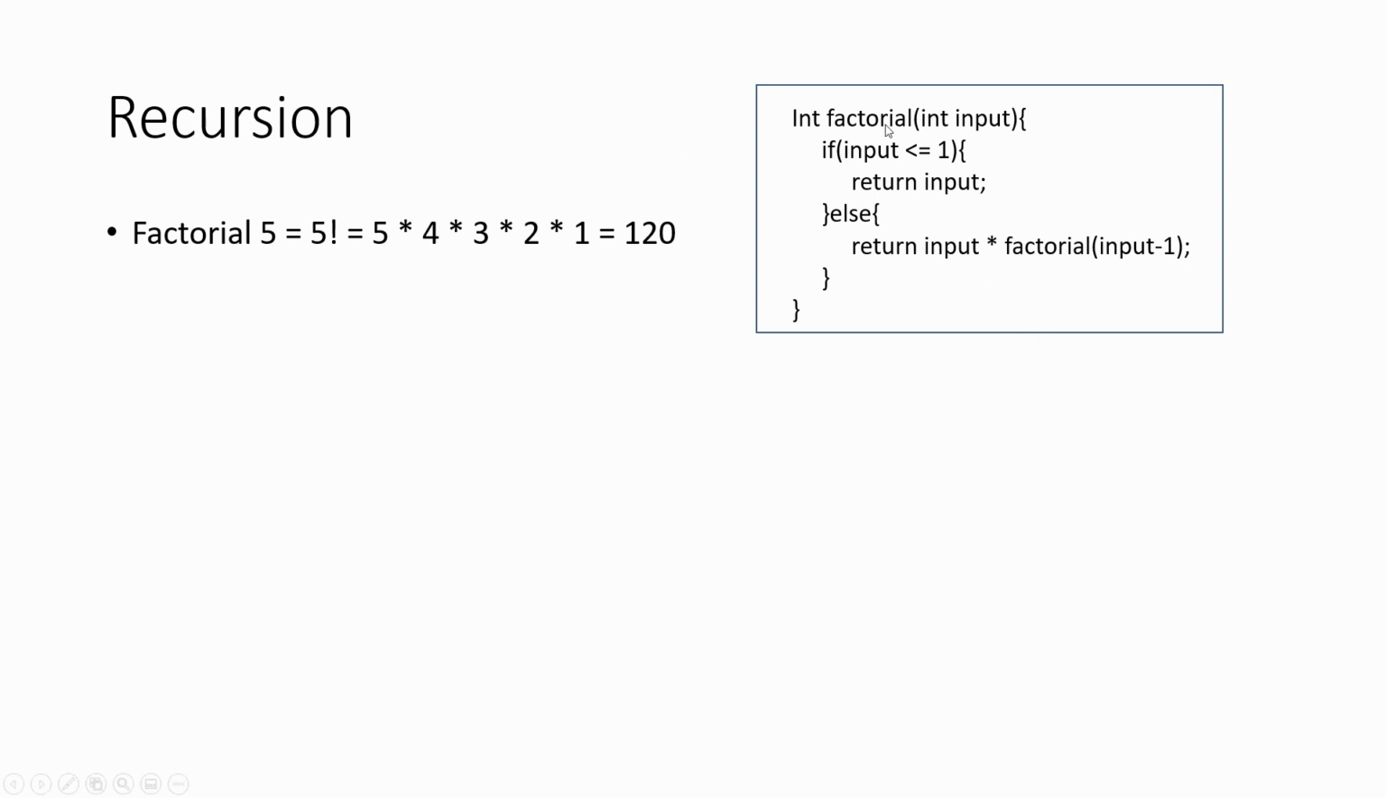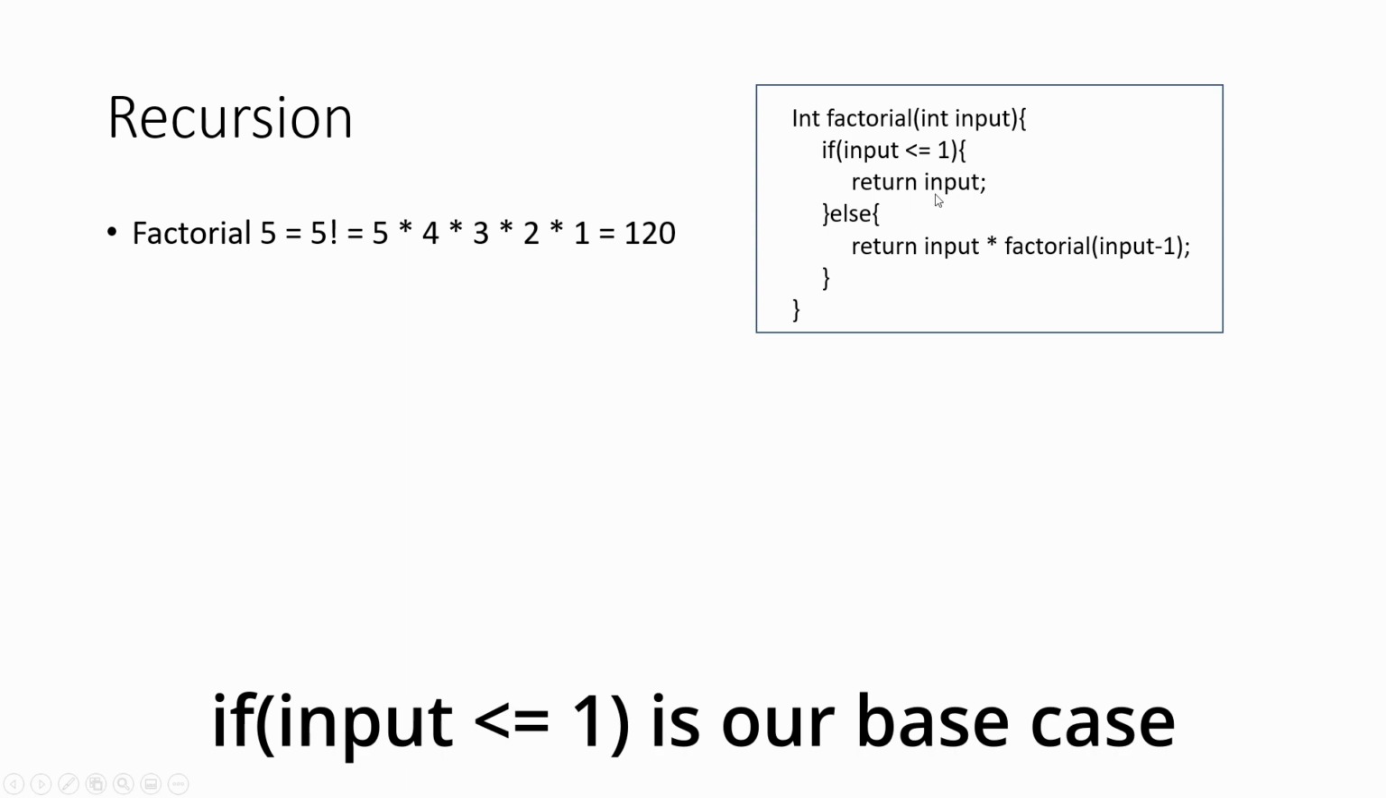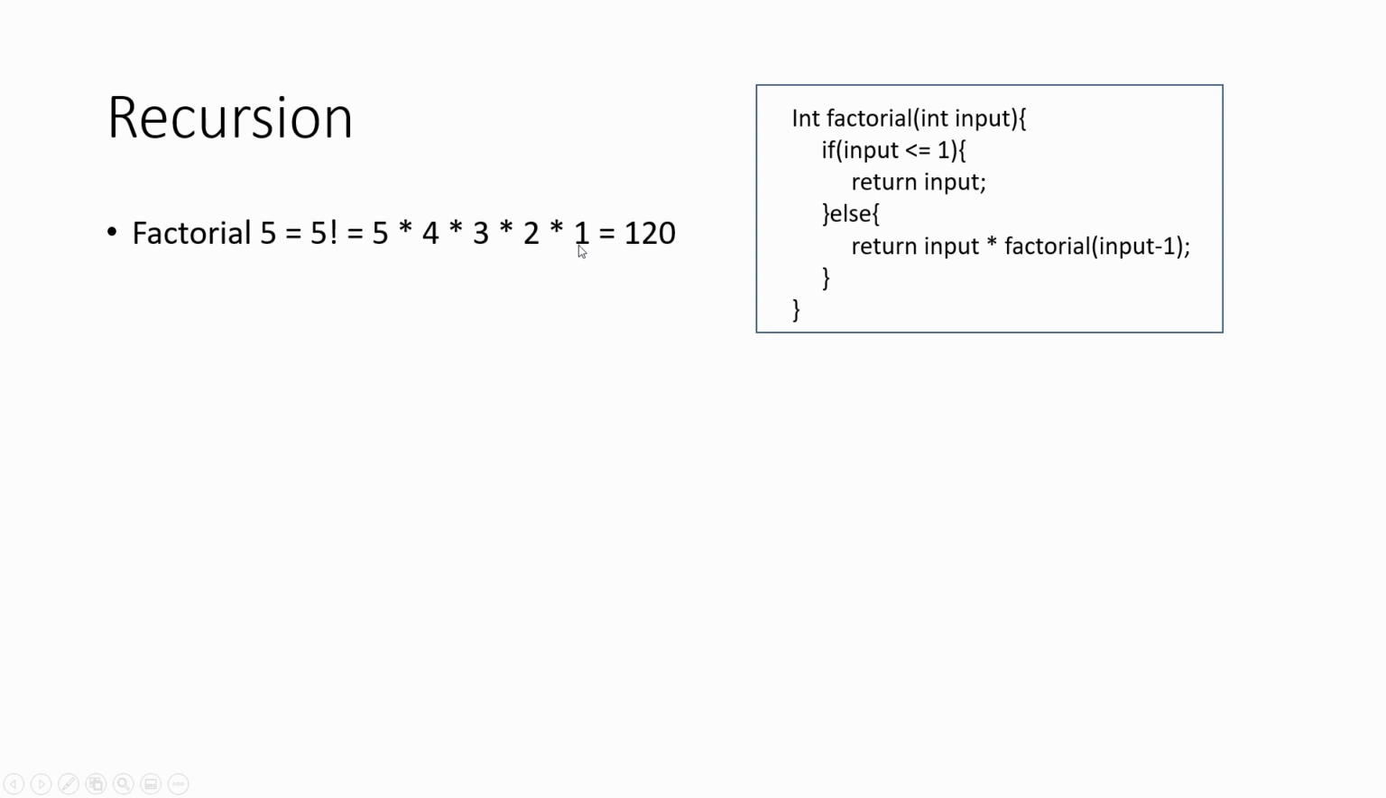We have int factorial. We're going to take an input integer here. The first thing we're going to do within this function is say if the input is less than or equal to 1, then we want to just go ahead and return the input from this function. So what do I mean? Why would we do that? Well, once we get to 1, we don't want to multiply by 0 because that's going to take it away. And factorials don't do that. You don't multiply by 0.